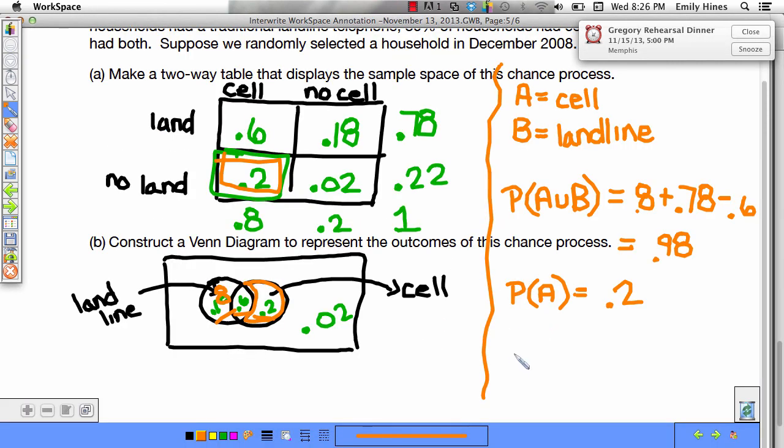The other question is, find the probability that they have neither type of phone. That means they don't have a phone at all: no cell phone and no landline. That's going to be this area out here, or this square right here. So there are all of my probabilities from this two-way table and this Venn diagram.